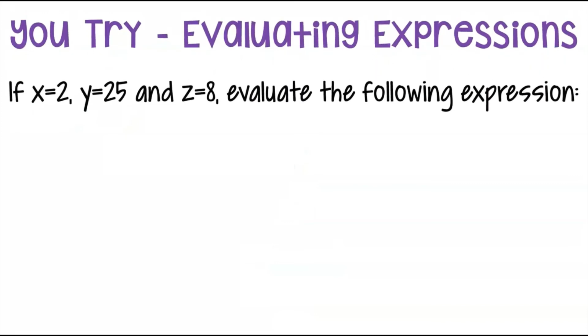Here's our last one. If x is 2, y is 25, and z is 8, evaluate the following expression, w to the 0 power. You might recall that we don't have a w in our explanation at the top. It doesn't give us a value for w. But you also might recall that anything, no matter what it is, to the 0 power is equal to 1. So even though we don't know the value of w, we know that whatever w might be, when you raise it to a 0 power, you get 1.